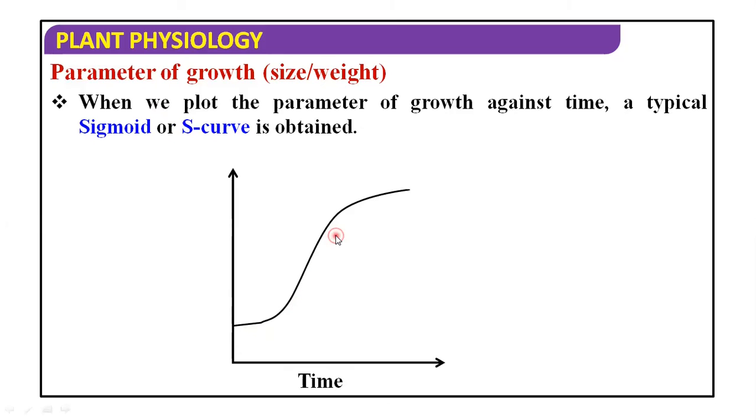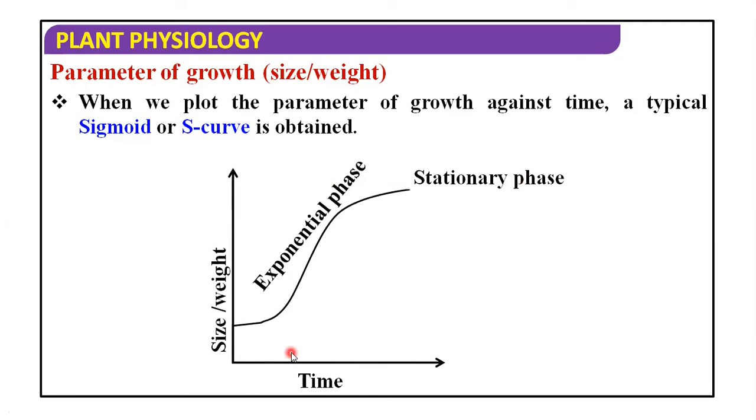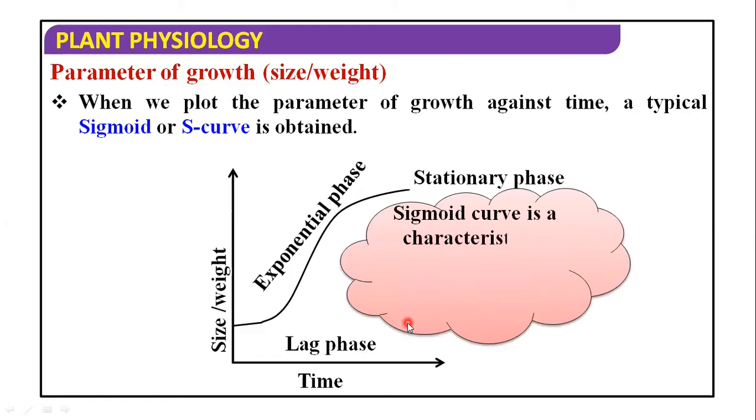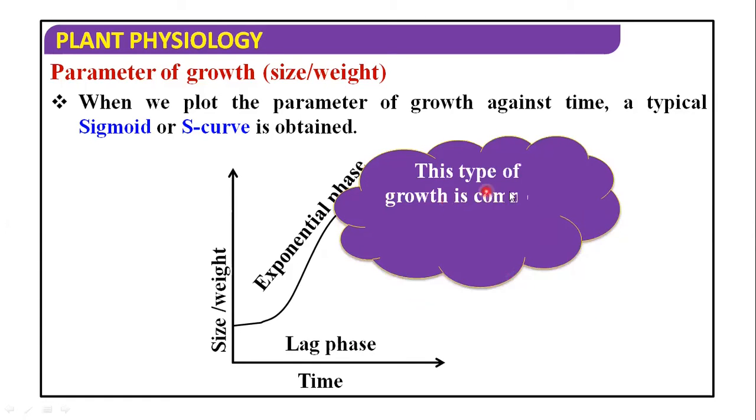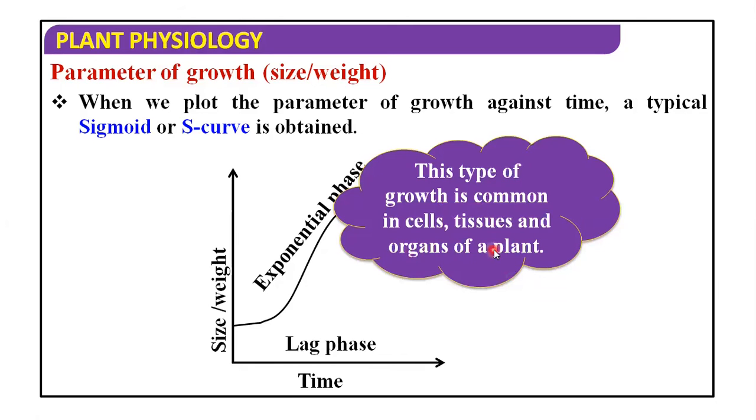See, this is the S curve, size against time. We will get here the exponential phase, here the stationary phase, and the earlier one is the lag phase. So these 3 are the phases of growth. Now, why is it known as a characteristic of living organisms? It shows the stages or phases of growth. So it is known as the sigmoid curve and it is a characteristic of living organisms growing in a natural environment. This type of growth is common in cells, tissues and organs of the plant.